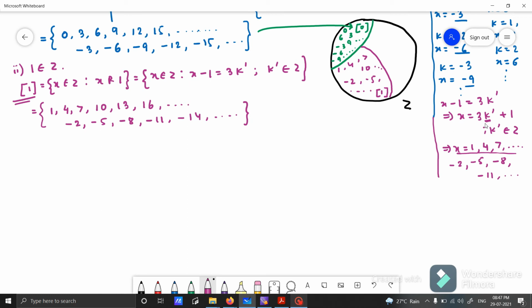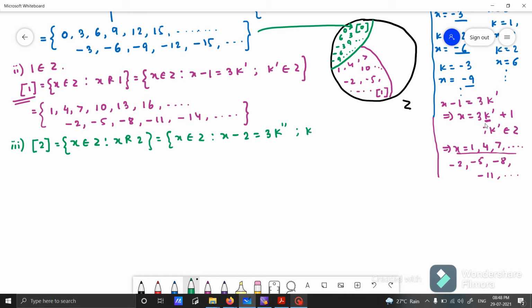Okay. Now suppose we try to find the equivalence class of the next integer. We have found for 0, we have found for 1. Now let us try to find for 2. What will be the equivalence class of 2? Again, as before, it will contain all those integers x such that x is related to 2. That means x minus 2 is a multiple of 3. So suppose it is 3k double dash, where k double dash is an integer.